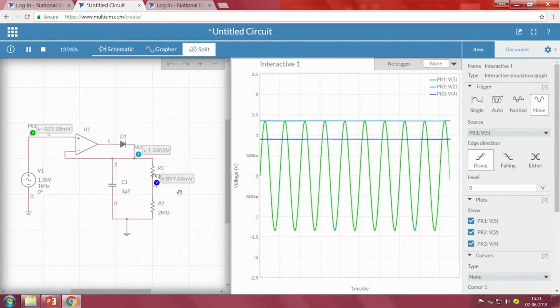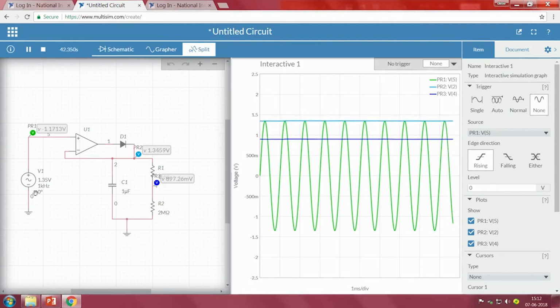Now, based upon our calculation, what is the threshold value? If we recall the potential divider circuit, it is V in into R2 by R1 plus R2. In this case, say V in is 1 volt, R2 is 2 mega and R1 is 1 mega, so 2 by 3 is 66.6. That means if the input voltage is 1 volt, the threshold point is somewhere around 660 millivolts, or 0.66 volts.